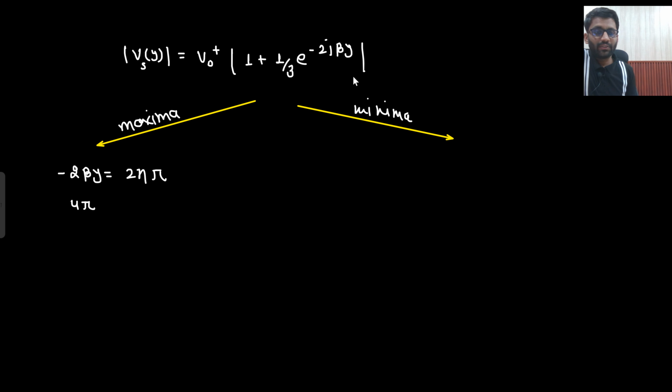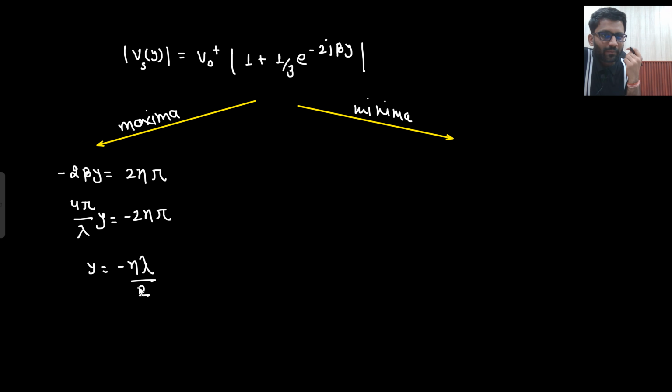So minus 2 beta y is equal to 2n pi. So 2 beta can be replaced as 4 pi by lambda, which equals minus 2n pi. So from here y is coming out to be minus n lambda by 2. Here n value you will put positive or negative. If I put n equals to 0, this is applicable. y will be equal to 0 only.